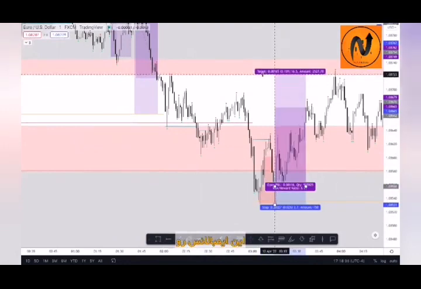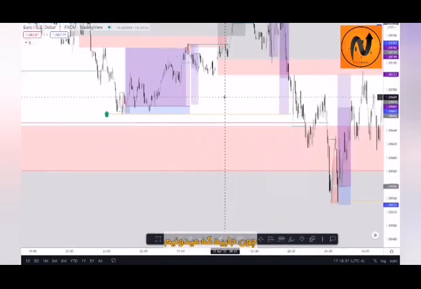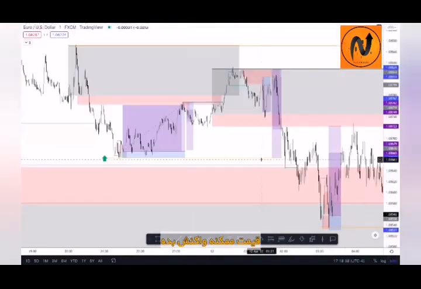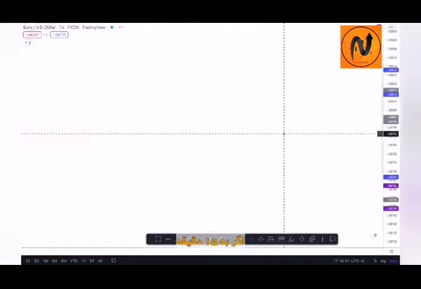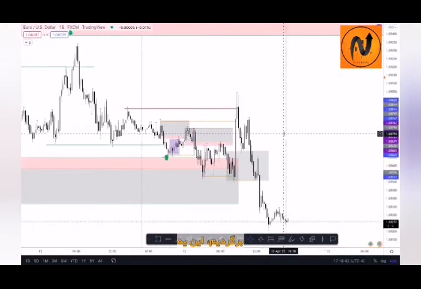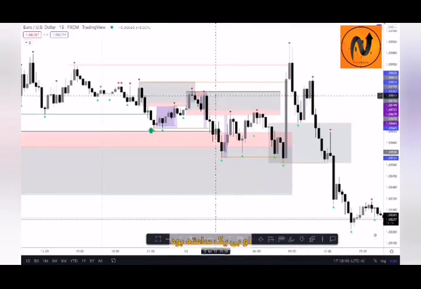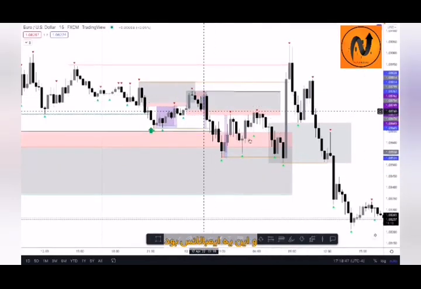Where are we really targeting? This imbalance, right? Because that's where we know price can react to go short based on what? The 15-minute. How do I know that? We go back out to the 15-minute, right? This was an hourly OB, right? And this was the imbalance involved with it.